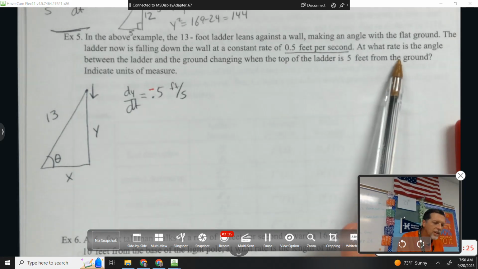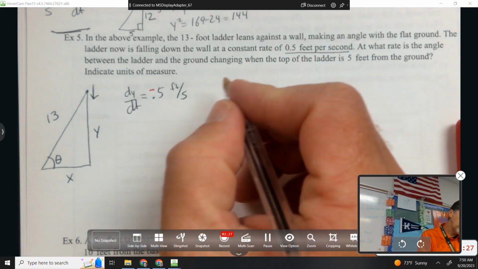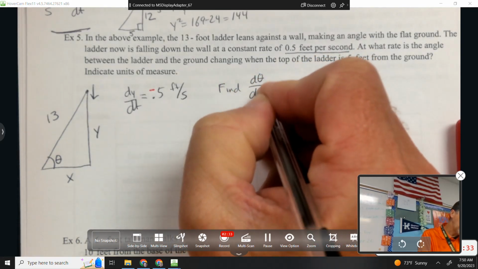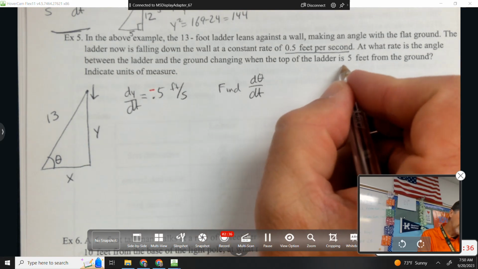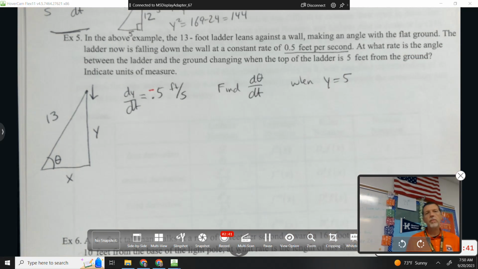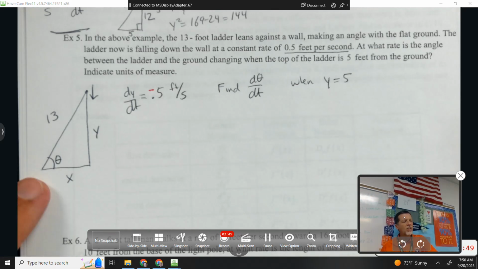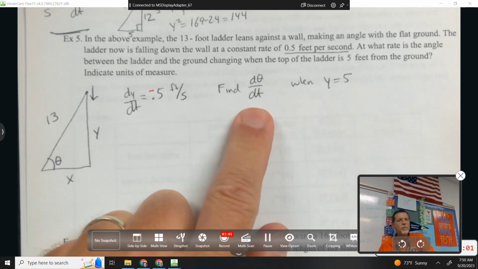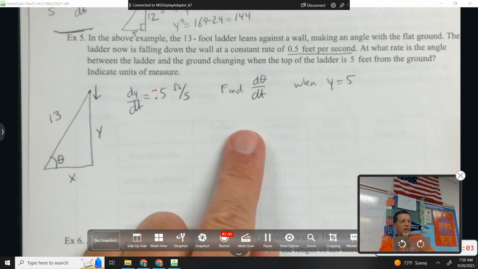At what rate is the angle between the ladder and the ground changing? So find d theta/dt when the top of the ladder is 5 feet from the ground, so when y equals 5. As this ladder slides down the wall, is that angle getting bigger or smaller? Smaller. So I think d theta/dt should be negative. That's one spot where if we get a positive, we would have to go back and find our mistake. And it might have been right there.